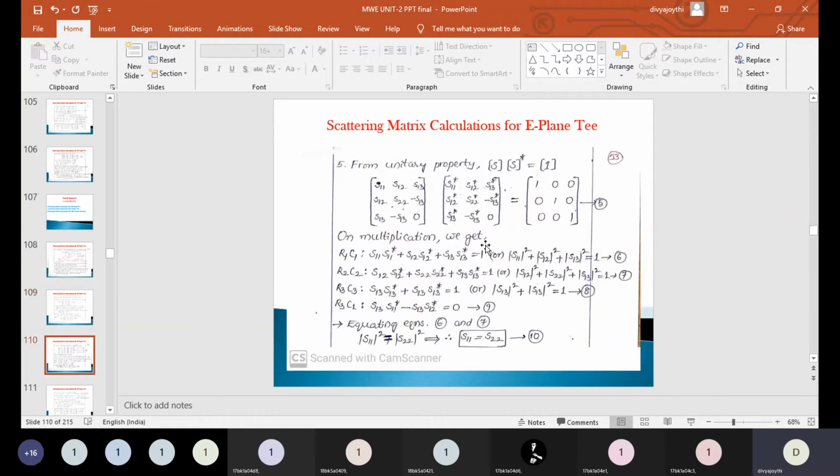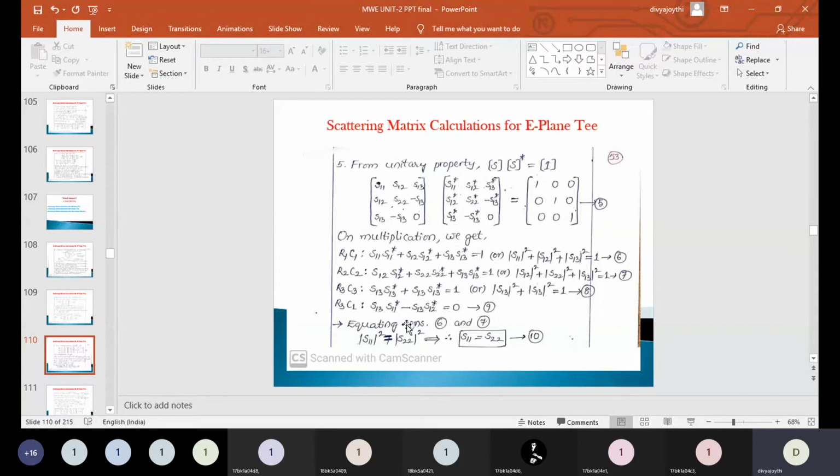And the process is the same. We need to multiply the S matrix with its complex conjugate, so we are going to have an identity matrix. The same process: row 1, column 1; row 2, column 2; row 3, column 3; and again row 3, column 1. And wherever you find similar suffixes, instead of writing two parameters, you can replace them with a single magnitude and its whole square.